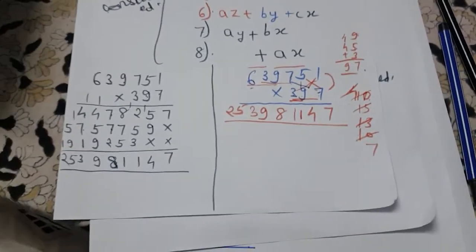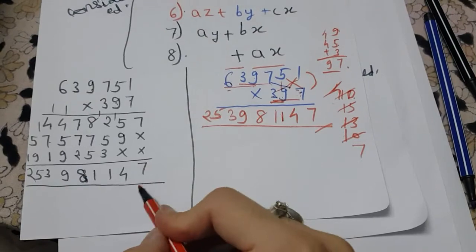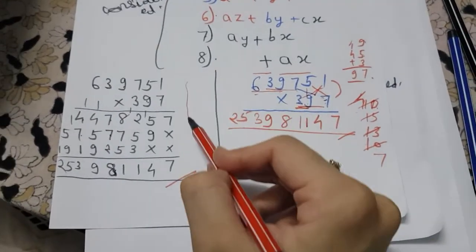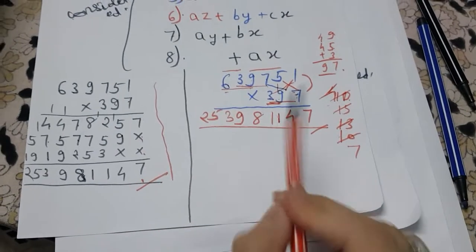So see, we all got the same answer, 2539.81147. We got the same answer. The difference is that in the normal method you have taken a lot of steps. This is the first step, this is second, this is third, then you get the answer. In this method we have got a direct answer.